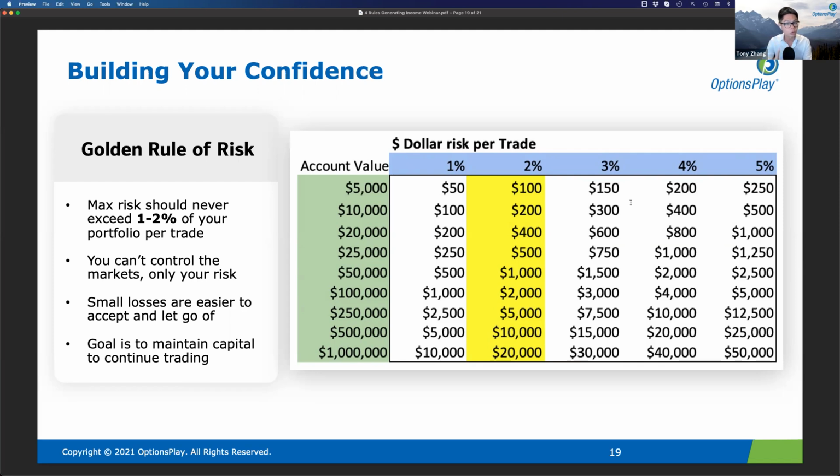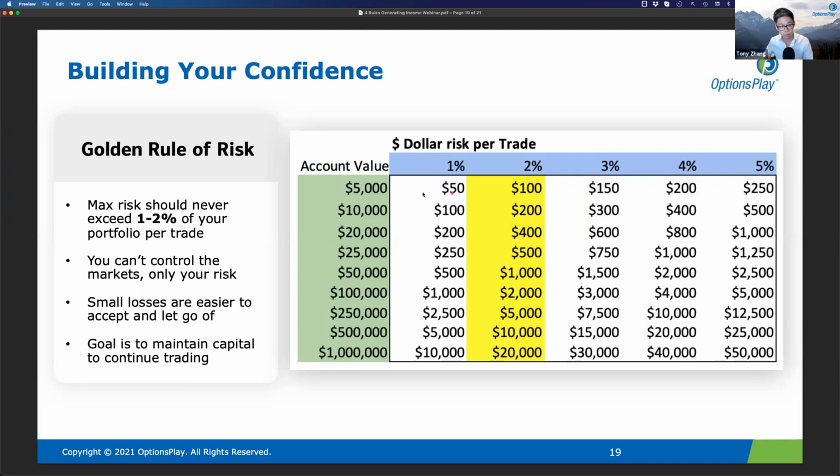And there's one trick that you can force yourself, if you will, to think infinitely, even if you still think in these wins and losses column, if you will. And that's the golden rule of risk management, which is that the max loss of any trade that you make, especially a credit spread, never exceeds 1 to 2% of your total account value.